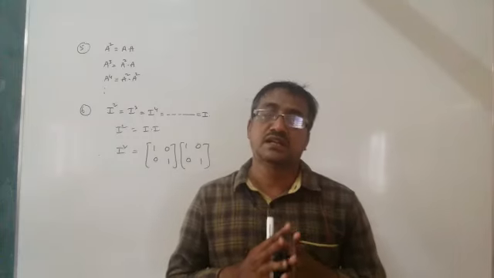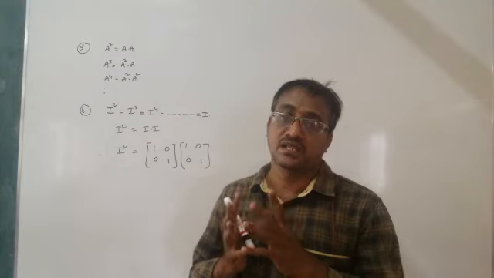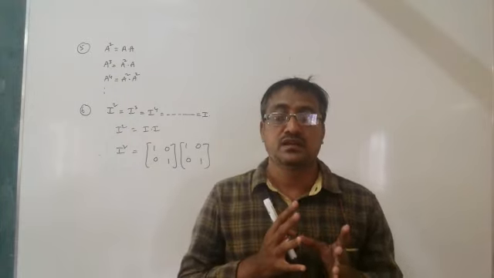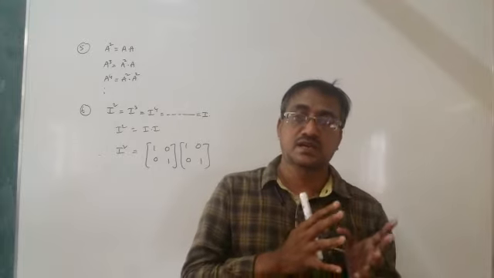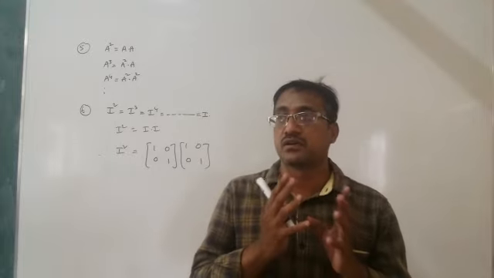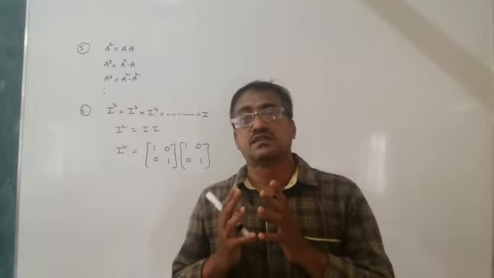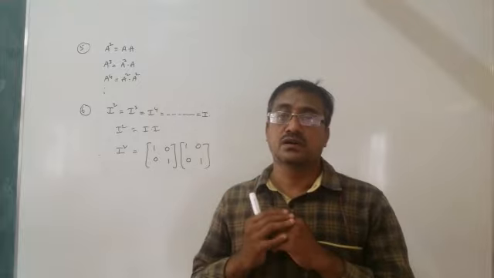For A square, you need to write A into A. For A cube, you need to write A square into A. For A power 4, A square into A square, and so on.